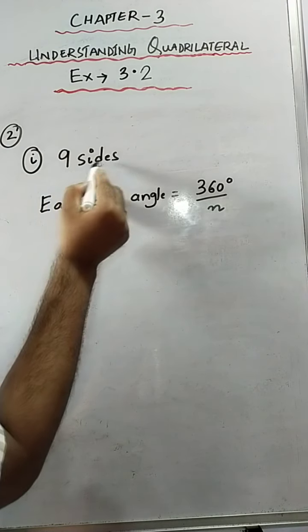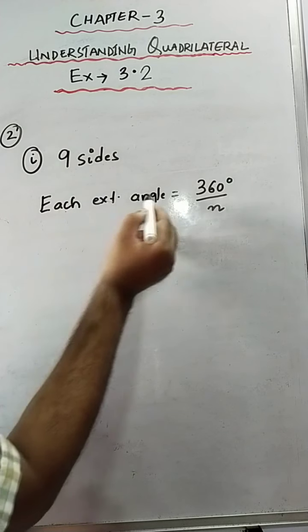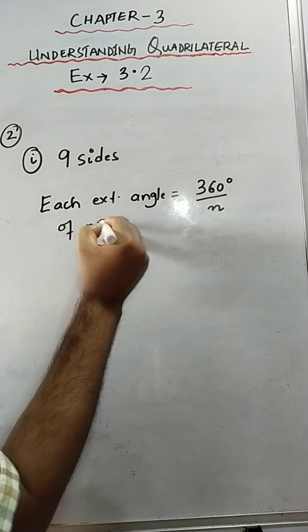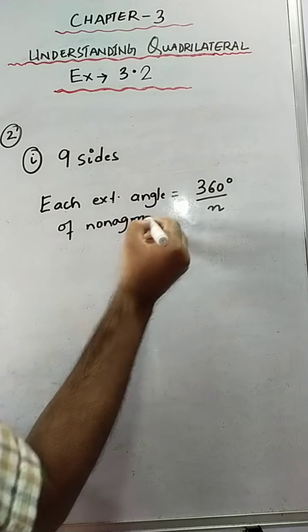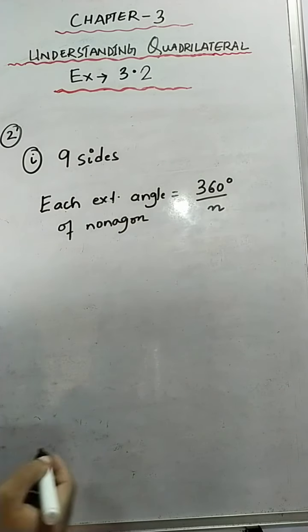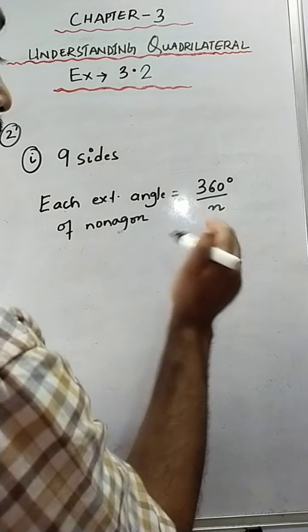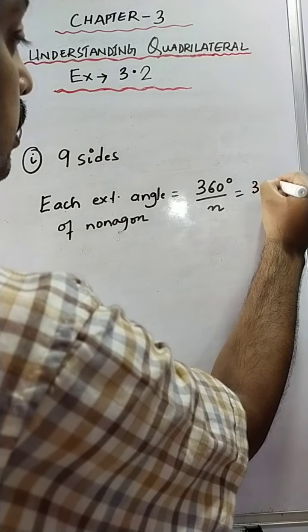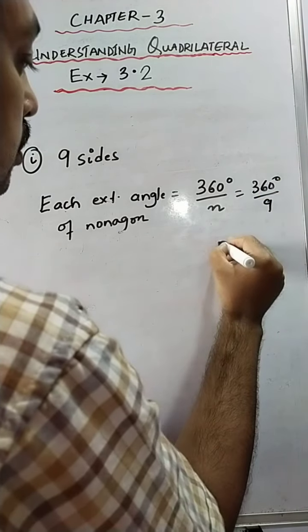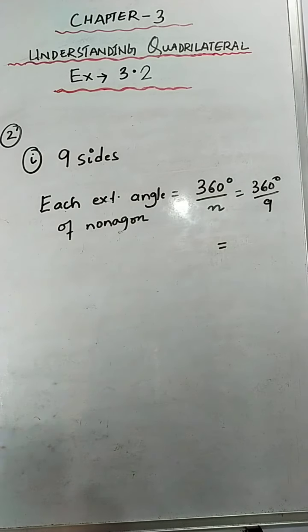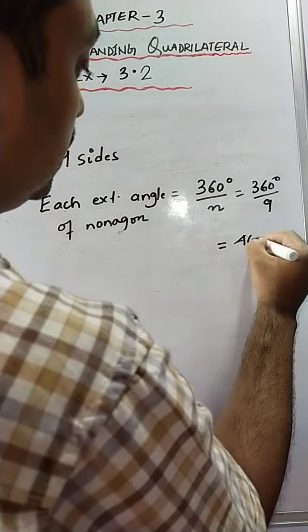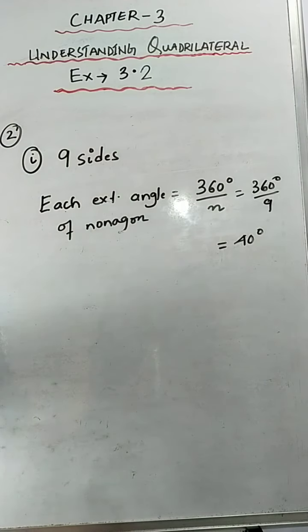Okay, then 9 sides is given, so you can write each exterior angle of a nonagon also. Nonagon, because 9 sides, what is the name of a polygon with 9 sides? Nonagon. Fine, that is 360 by n, that would be 360 by 9. So the answer would be what? 360 by 9, the answer would be 40 degree. Answer is 40 degree.